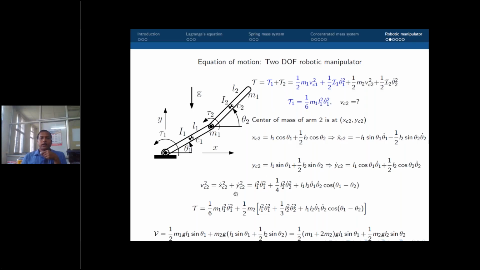Then we have to find the velocity, again from our previous discussion. The derivatives of these two coordinates, xc2 and yc2, will give us the velocity of the center of mass of the second arm along the x direction and along the y direction. Since these two velocities are perpendicular to each other, we can find the absolute velocity by squaring, adding, and then taking the square root. So the velocity squared of the center of mass of the second arm, vc2 squared, is given by xc2 dot squared plus yc2 dot squared. Substituting these derivatives, which we have already calculated here, we have the expression for vc2 squared.